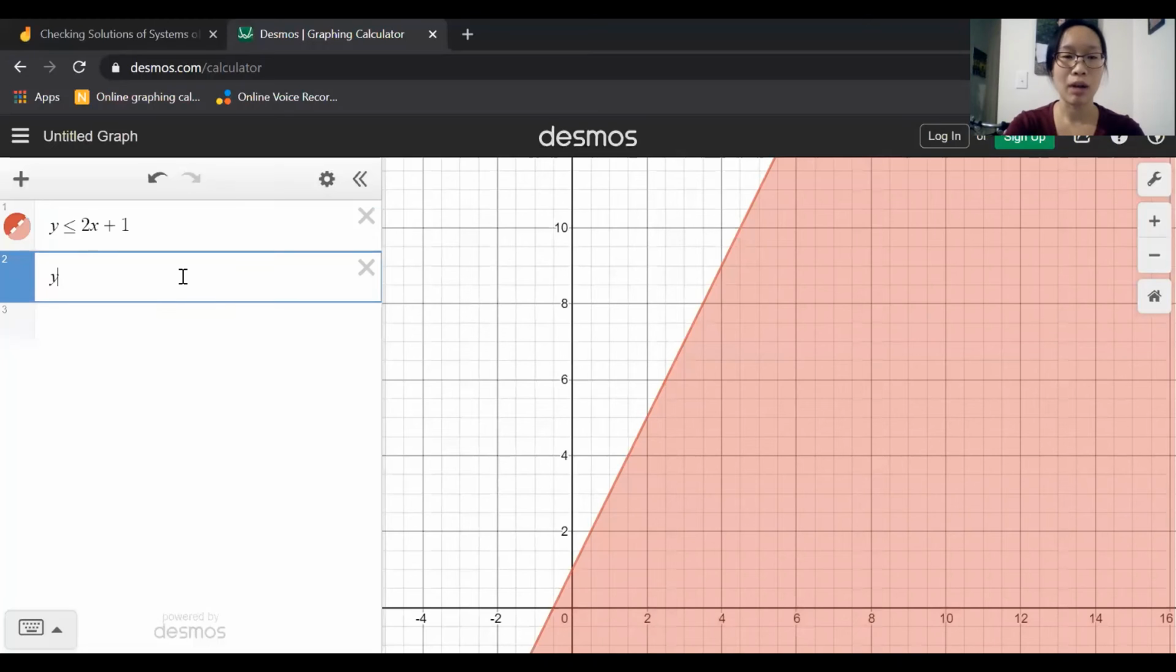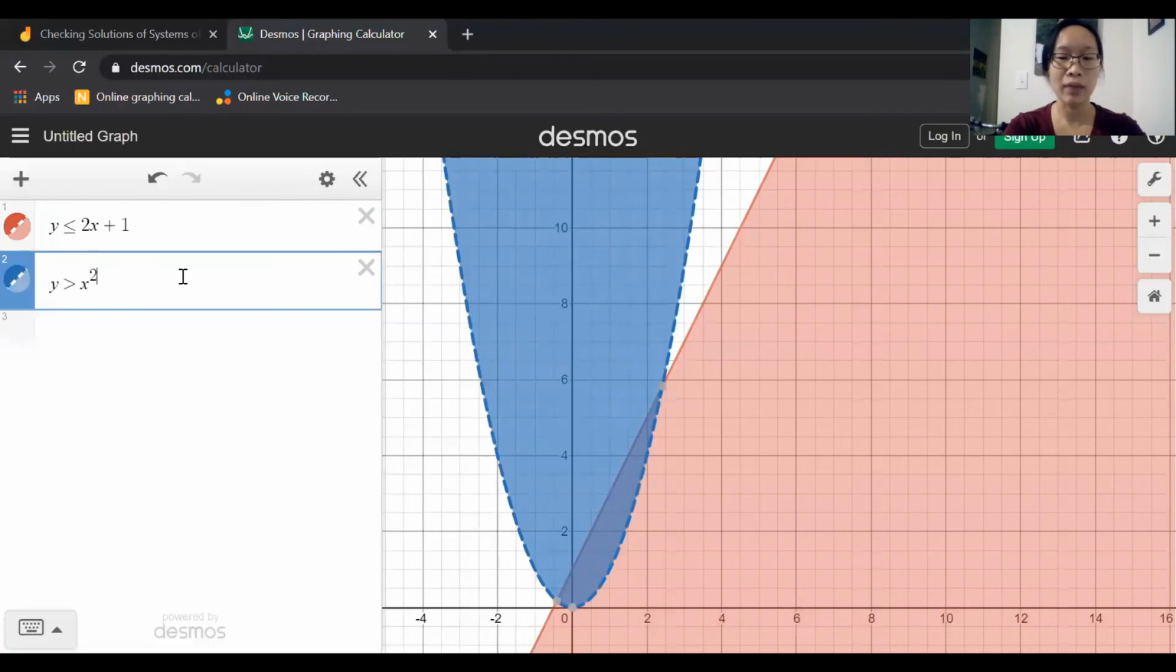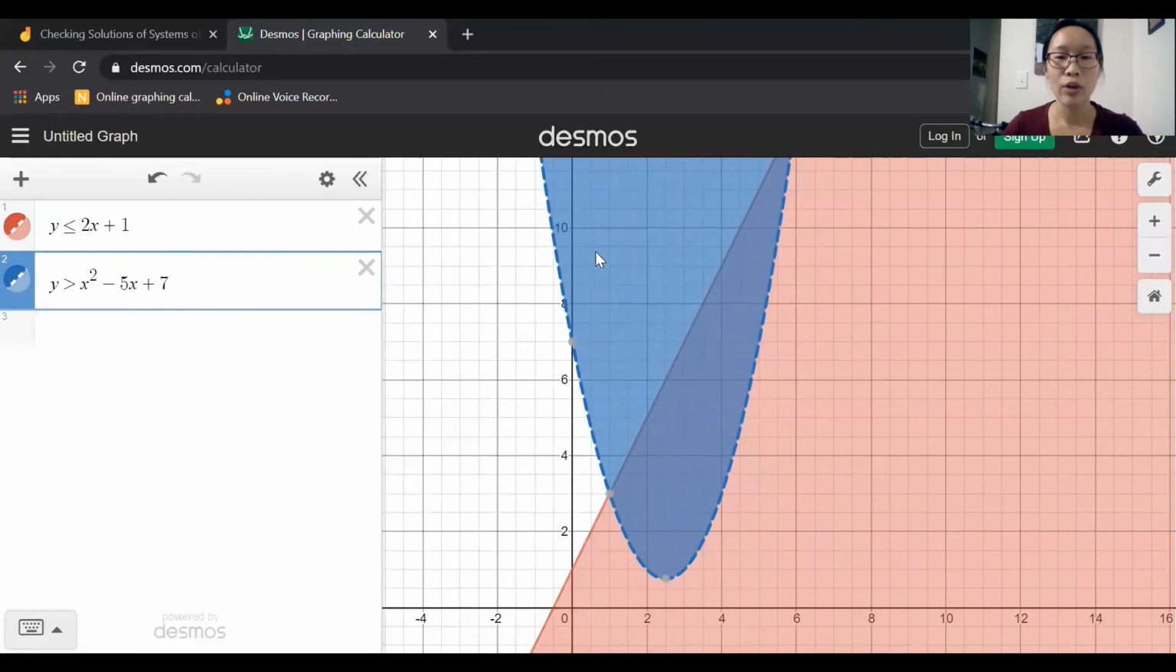I type in my parabola, y is greater than x squared minus 5x plus 7. And you'll notice that the parabola is shaded above because this is looking for values that are greater than. Also notice that the border of the parabola is dotted. This is because the symbol is greater than, it's not greater than or equal to. If I added the equal to, it would become solid, but without, it's dotted.